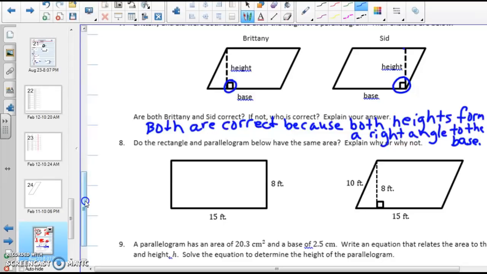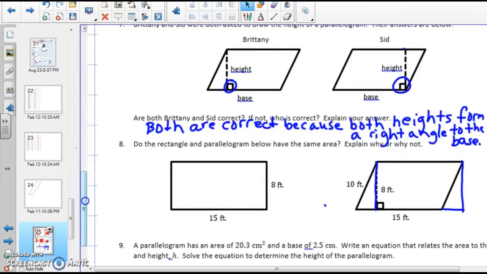Finally, number 8, do the rectangle and the parallelogram below have the same area? Explain why or why not. If you remember the activity that we did at the table yesterday, we took a parallelogram and we cut off the end of it and we transposed it to the opposite end to make a rectangle. So once I did this, if you look, the length would be 15, the width would be 8. If we transform that, if we cut that end off and move it to the next.